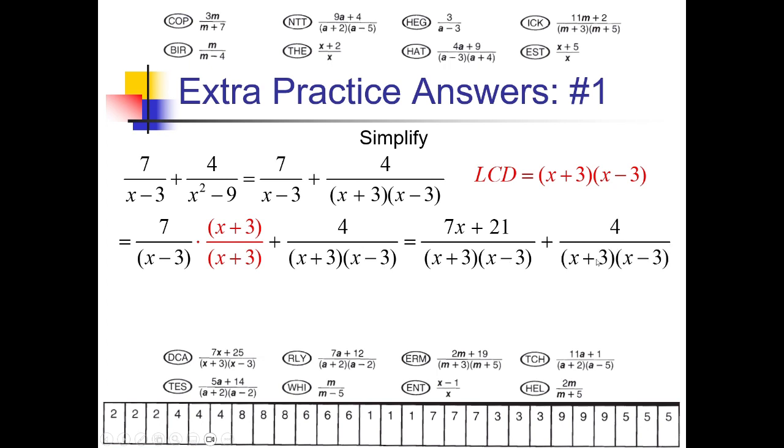Now that I have the same denominator, let me add my numerators. So denominator is going to be x plus 3, x minus 3. And upstairs I have a 7x. That's not getting combined with anything. 21 plus 4, though, is going to give me 25. Can I factor 7x plus 25? I always have to look to see if I can break it down and reduce further. There are no common factors for 7x and 25. This is as good as it gets.